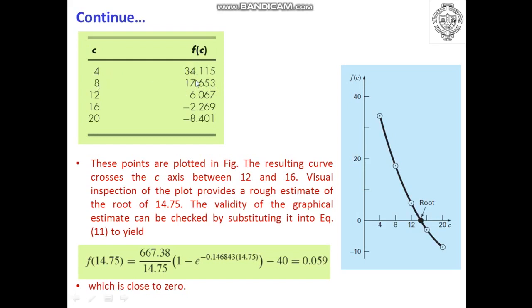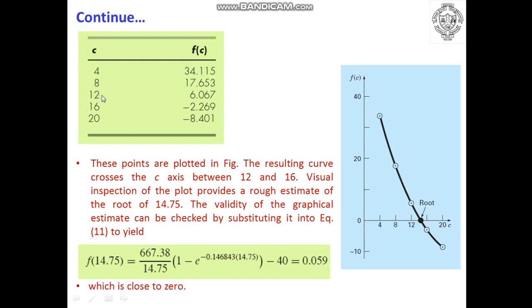That means both are positive. So in between 4 and 8 there will not be any root. As we are dealing with only a single root, we will assume that there is no root bracketed in between 4 and 8. So let us go for the next value.